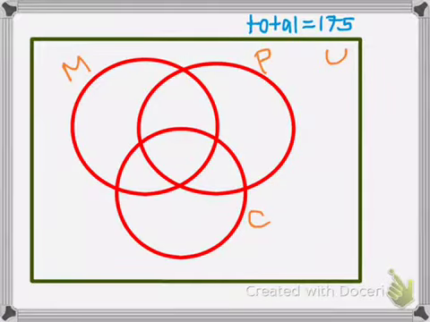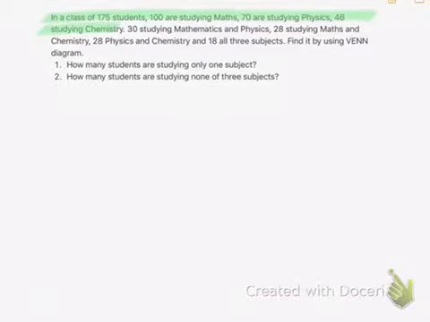Here I have made a Venn diagram where M represents students studying maths, P represents students studying physics, and C represents students studying chemistry. And the total there are 175 students. Let us again jump into the question.